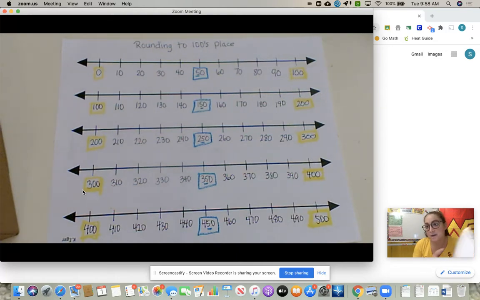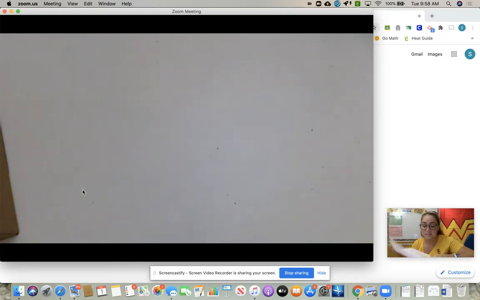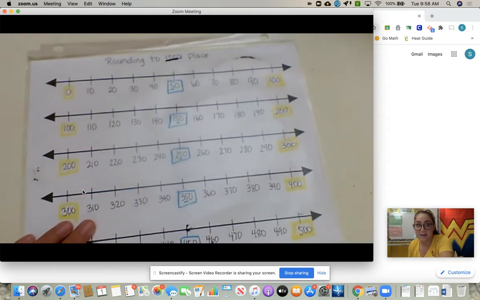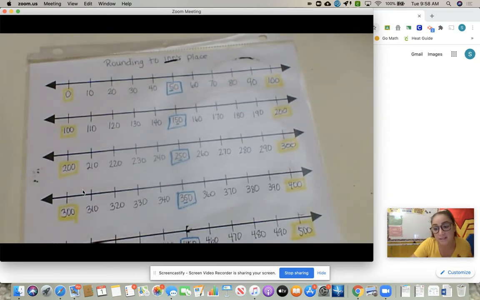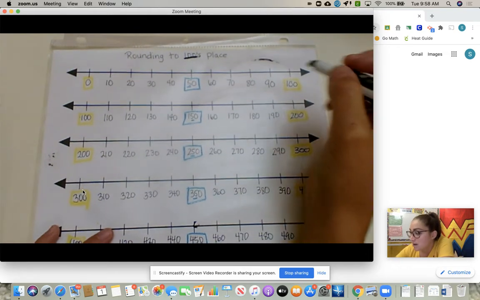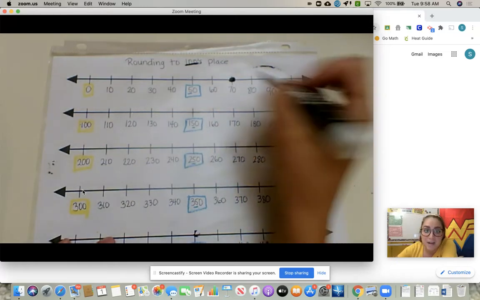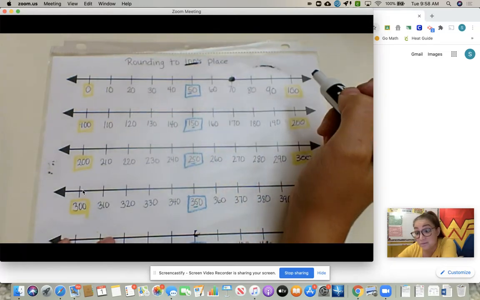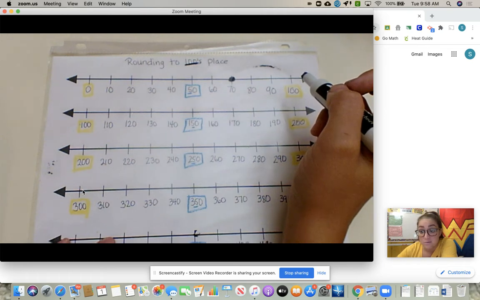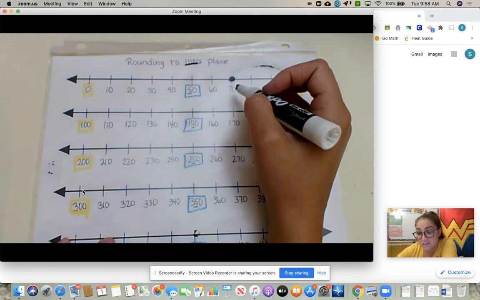When they finished writing their number line, we had them put it into their protective sheet because we were going to practice. So I'm going to just go quickly over some practice numbers. I said, all right, plot 70 and round it to the nearest hundred. So you have to read the question. We're not rounding to tens because it's already rounded to the tens place. We're rounding to the hundreds.